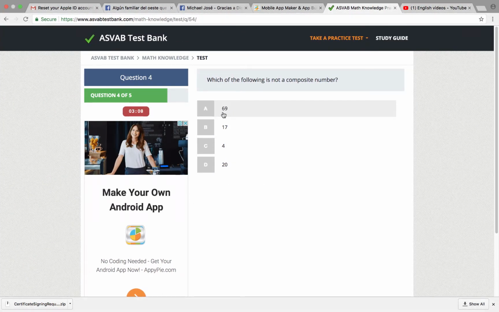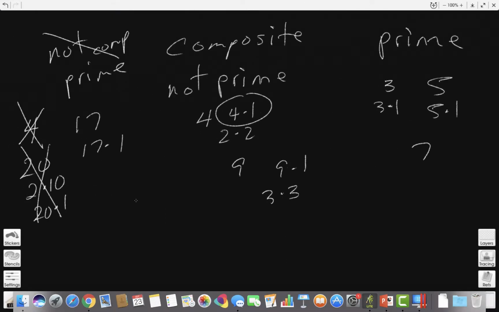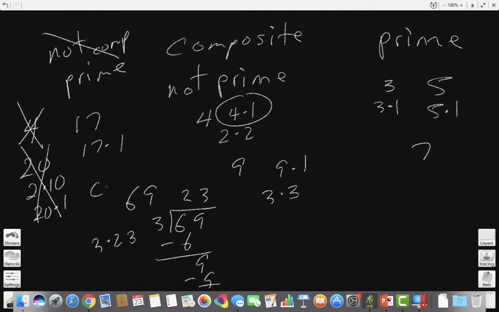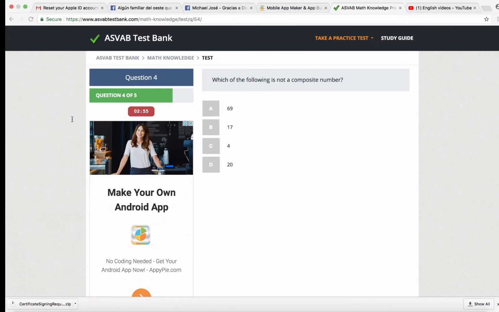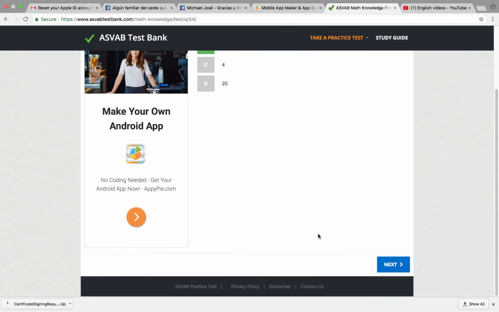69, you could think of it's divisible by 3. 69 is divisible by 3. 3 times 2 is 6, and 3 times 3. So actually 3 times 23 generates 69. 23, sorry, 23. So that will make it a composite, and you're looking for not composite. You're looking for primes. The only prime number there is 17. Long time explaining that. Hope you guys understood it.